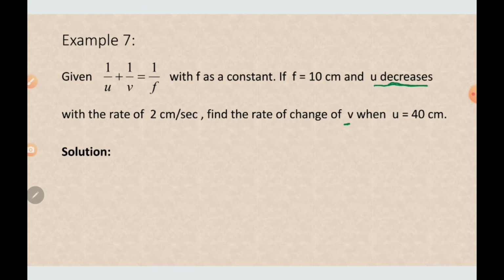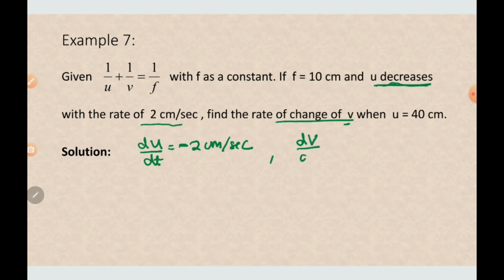U decreases with the rate of 2 centimeter per second means you are given the rate of change of u, du dt is equal to 2 centimeter per second. Positive or negative? U decreases, means you have to put negative in front. Okay, what is the question asked? The question asked the rate of change of v, means dv dt, when u equals 40 centimeter.